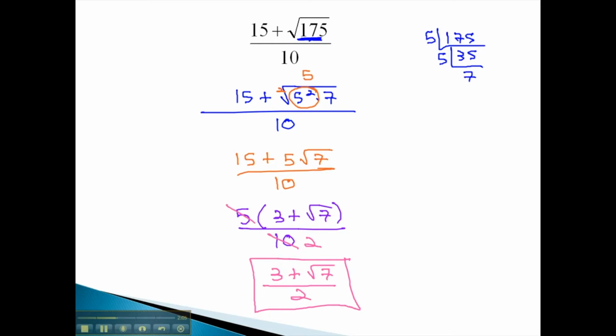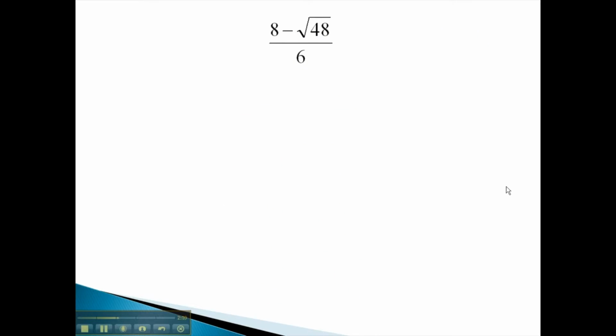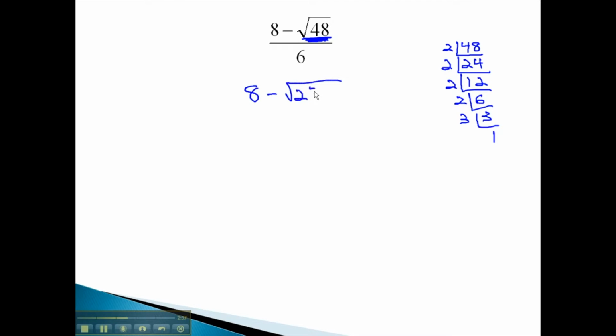Let's take a look at simplifying another expression that has a radical and a fraction. In this problem, we're going to always start by simplifying the radical first. Finding the prime factorization of 48: divisible by 2, 24 times, 2, 12 times, 2, 6 times, 2, 3 times, and 3 once. We end up with 8 minus the square root of 2 to the 4th times 3, all over 6.